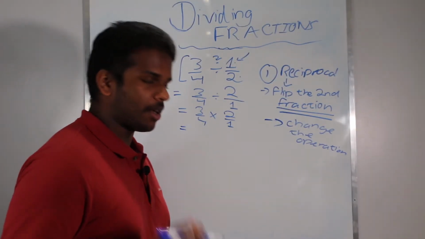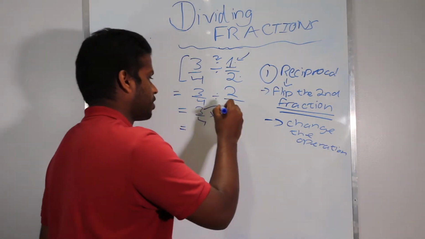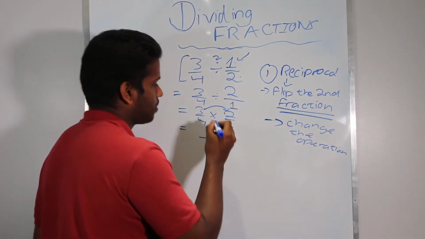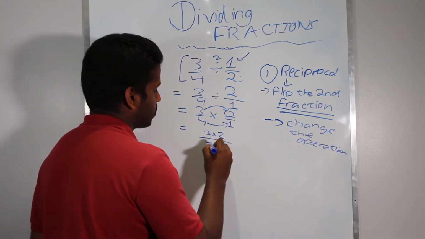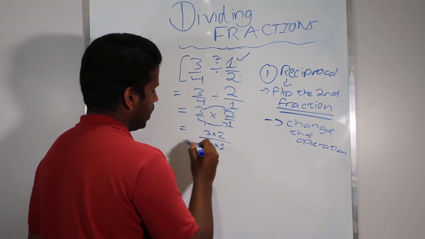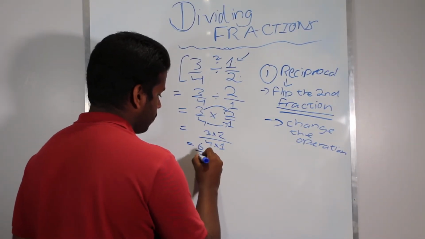It becomes multiplying fractions. So we do what we did for multiplying fractions. Multiply the numerators, so 3 times 2, and then multiply the denominators, so 4 times 1. 3 times 2 is 6. 4 times 1 is 4.